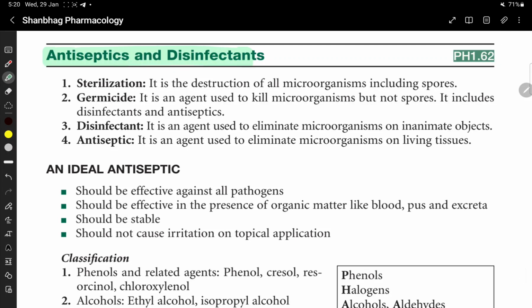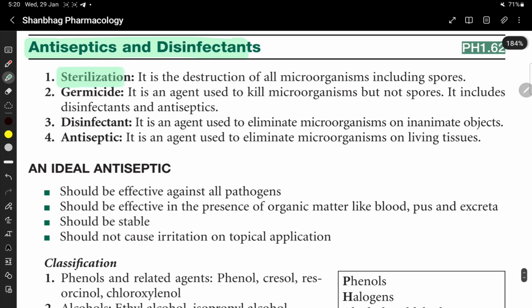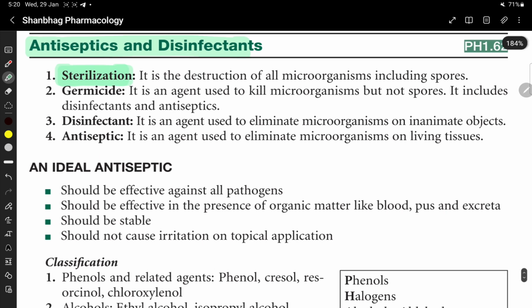Antiseptics and disinfectants. Sterilization. Sterilization is the destruction of all microorganisms, including spores. Germicide. Germicide is an agent used to kill microorganisms but not spores.